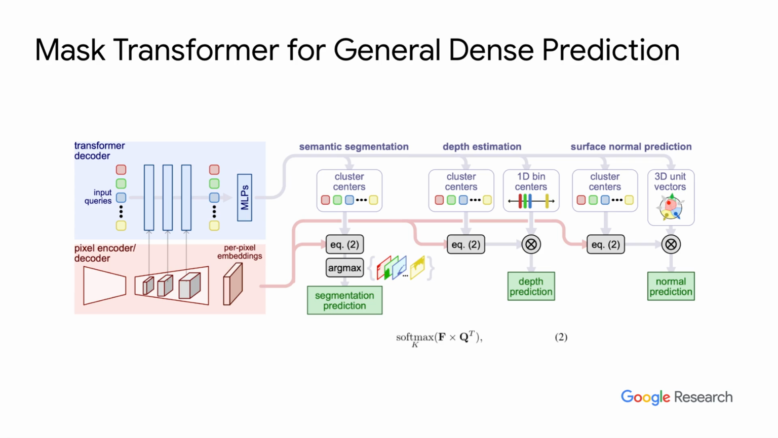For depth estimation, we further apply another MLP to estimate the bin center values, which are then linearly combined with the probability distribution map to form the final depth map. Similarly, for surface normal prediction, the estimated 3D unit vectors are linearly combined with the probability distribution map to form the final surface normal map.